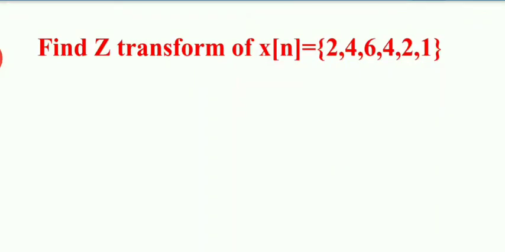Hi everyone. In this video we see the problems based on Z transform. Question number 1 is find the Z transform of x of n is equal to 2, 4, 6, 4, 2, 1. They have given a discrete time signal x of n. We have to find the Z transform.